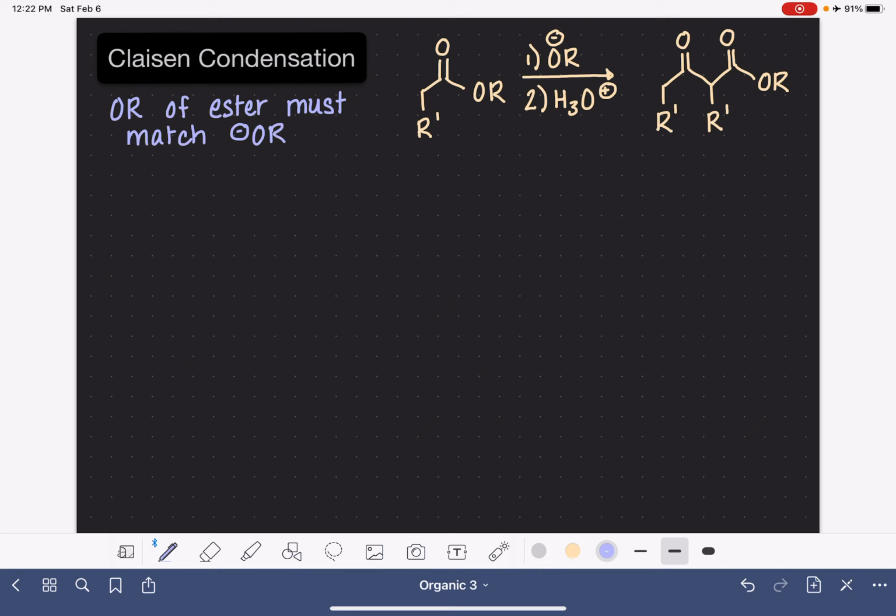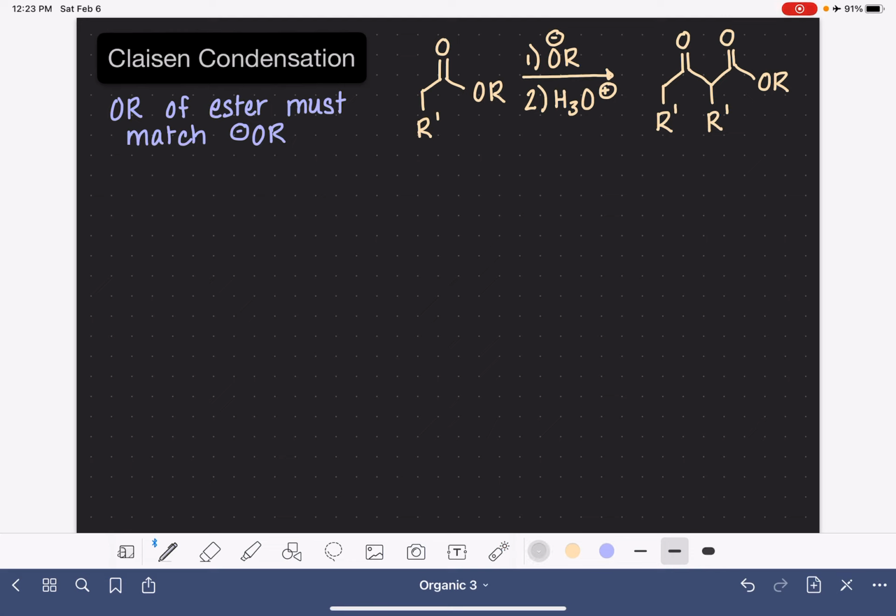If you don't match the OR groups with each other, there is definitely a possibility that you'll get some unwanted byproduct. The OR groups, in addition to doing the Claisen condensation reaction, are also going to be swapping each other out constantly during this reaction. And so you want to make sure that if the OR groups are swapping each other out, it doesn't actually make a difference. Like if these are both OEt groups, it doesn't matter if they swap each other out, we're going to end up with OEt here in the end.